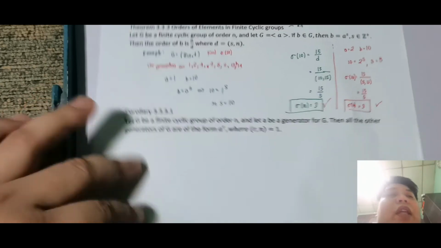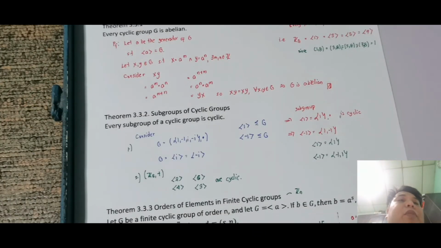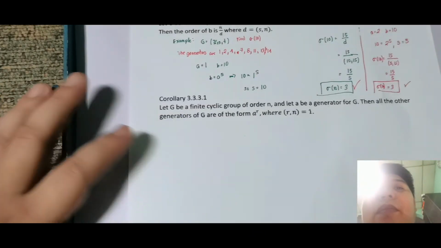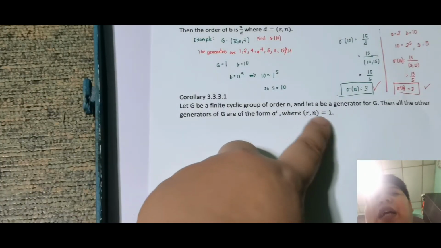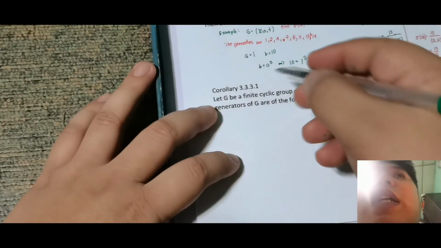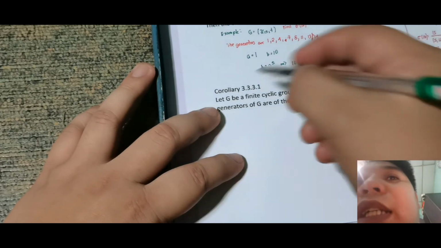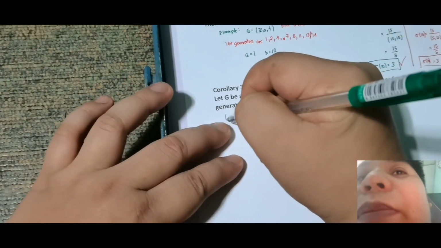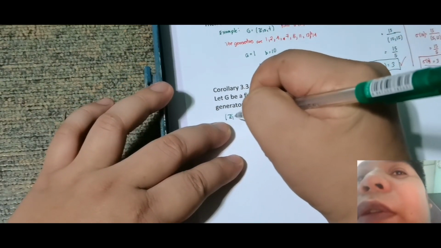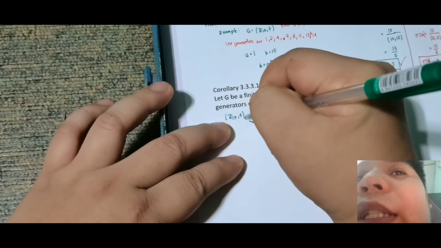So, kay C sub n, meron tayong unang way, no? Kunin mo lang relatively prime. So check muna natin kay C sub n. Again, A raised to R, where the GCD of R and n is equal to 1. So consider natin kay C sub 15 ulit, C sub 15, plus. Okay?